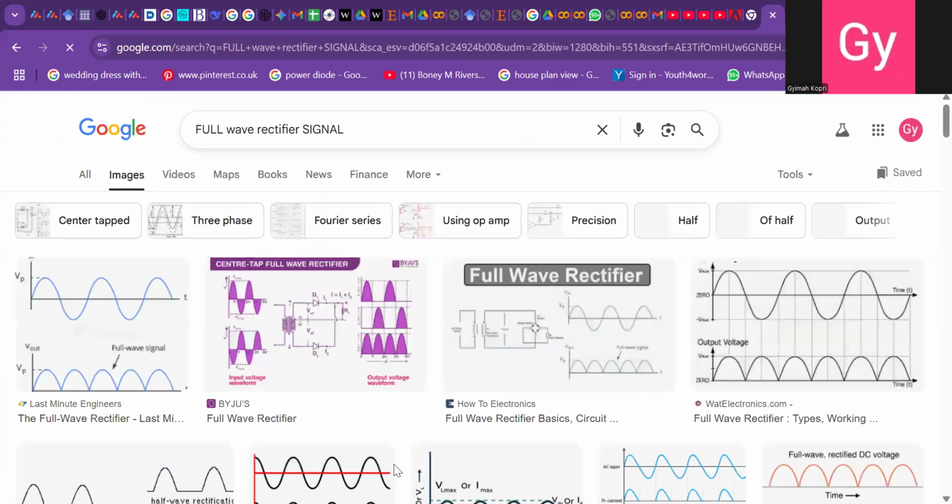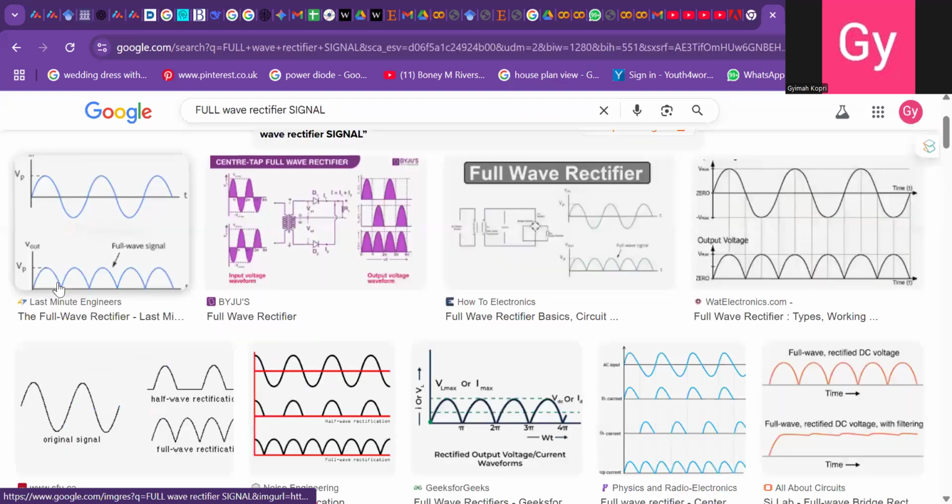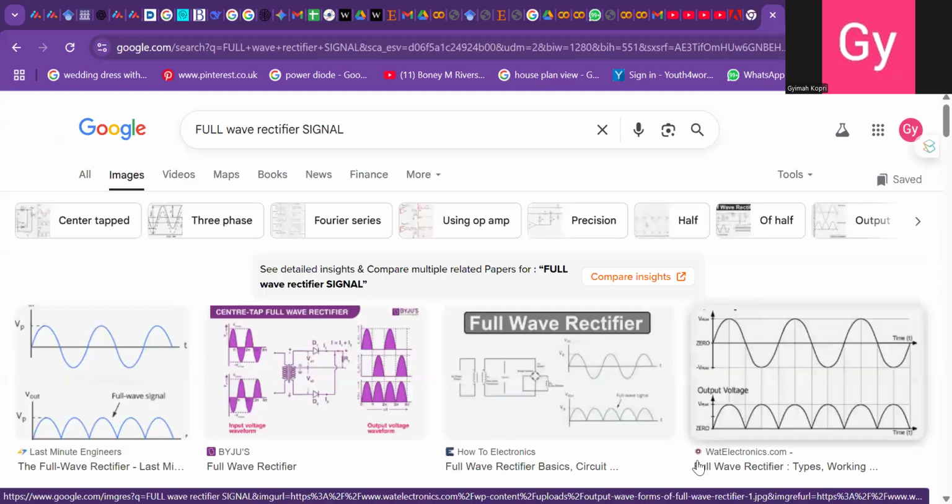For full wave, it's a different thing altogether. You see, there are no spaces between the signals. So you have this, and that. That is the difference between the half wave and the full wave. So I'll stop sharing this and quickly let you see the other one too.